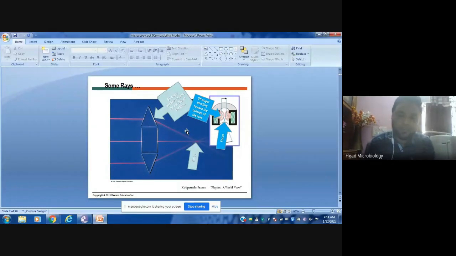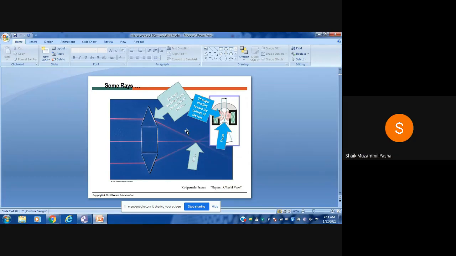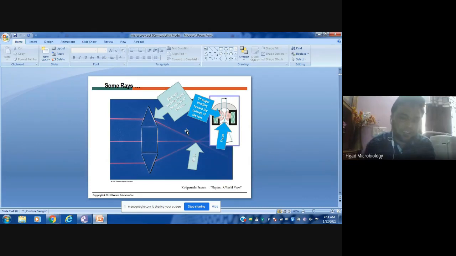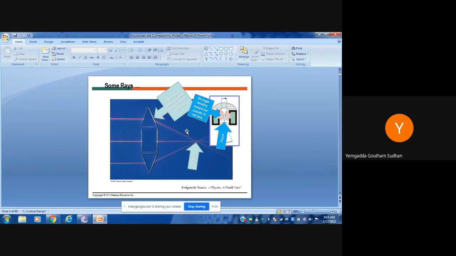You already studied more. All these are just recollections. I'm not teaching any microbiology here. This is the physics part we are discussing. Due to refractive index. How do you decide this refractive index? When the medium changes, sir.